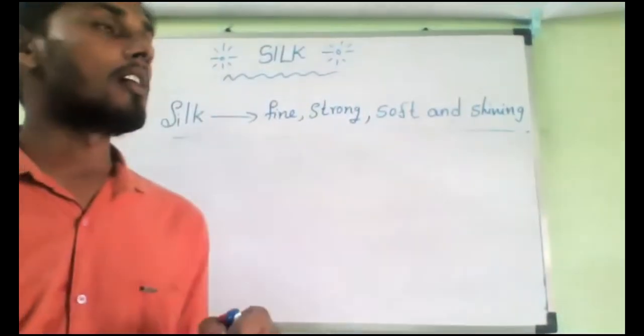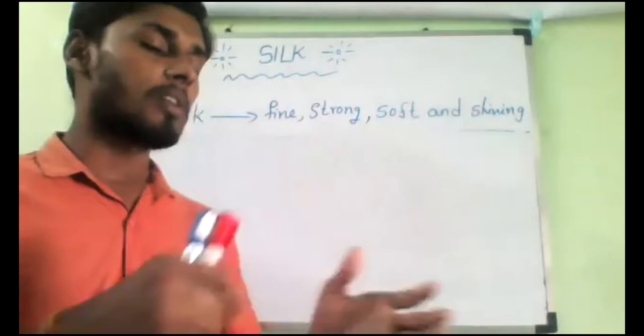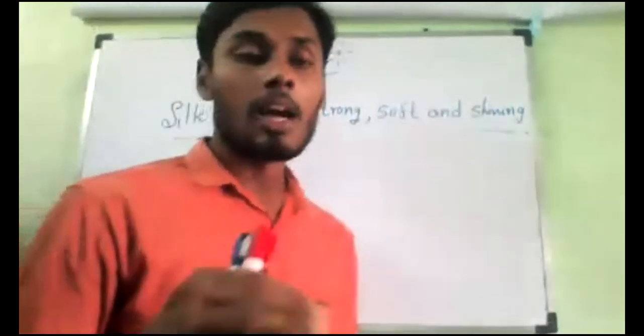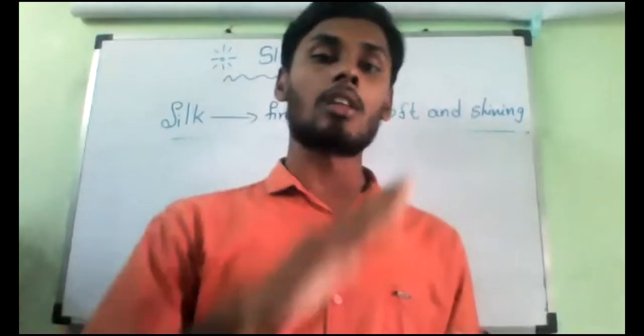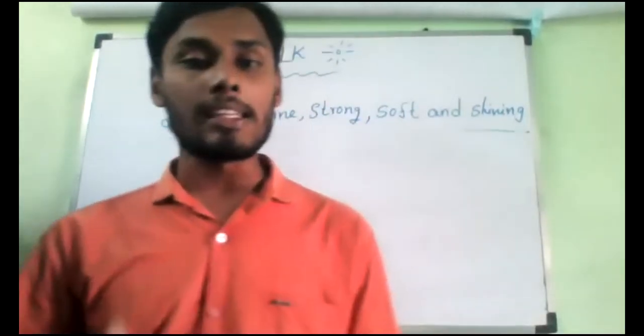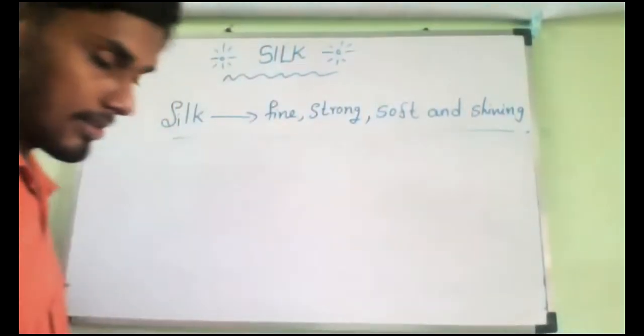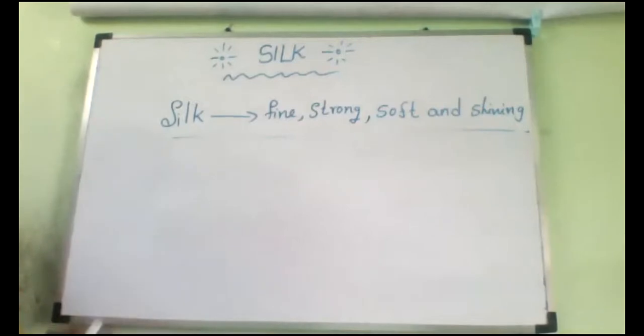That is why silk fibers are later converted into silk yarns, and silk yarns make the cloth, silk cloth. That silk cloth is what we use to make saris and other dresses. Understand? That is the use of silk.